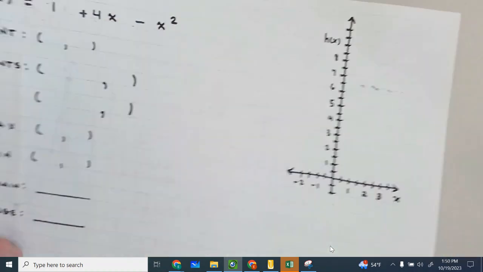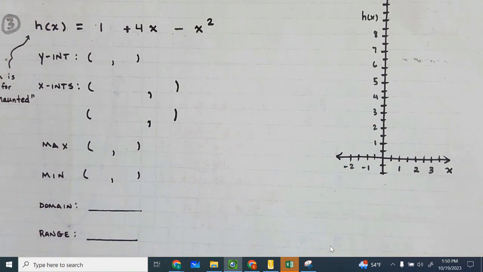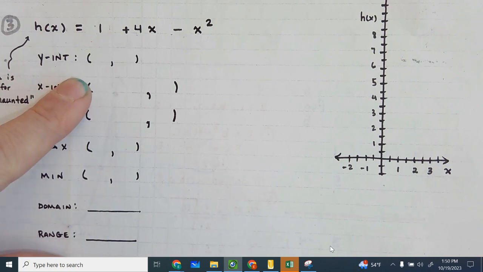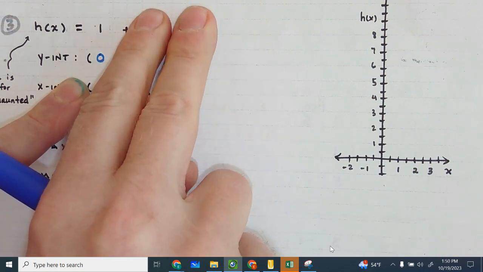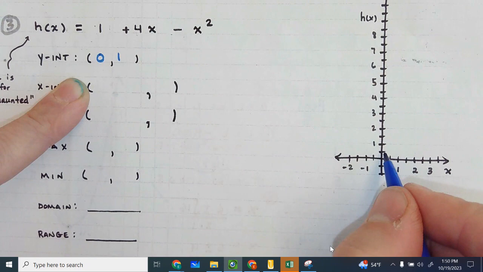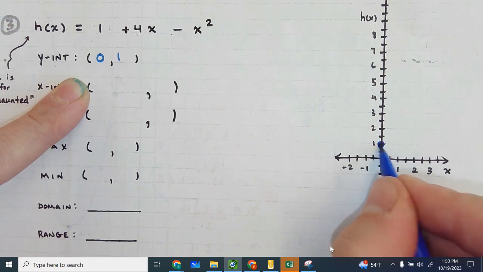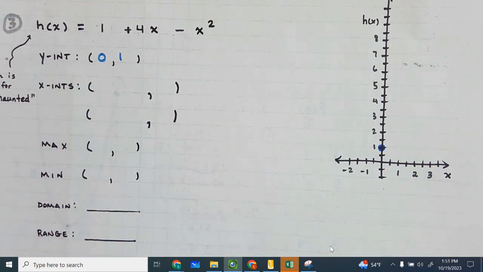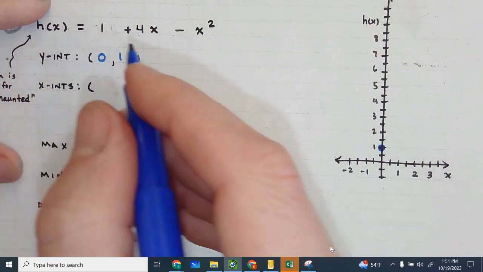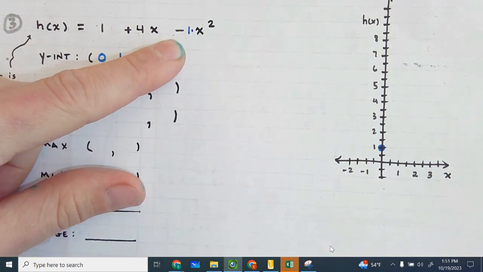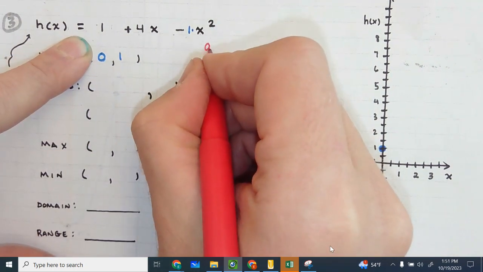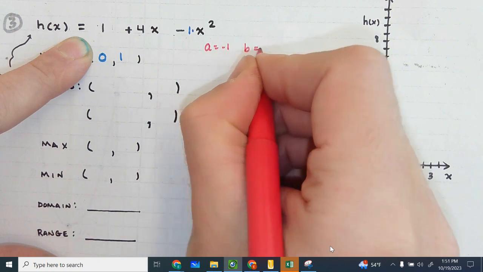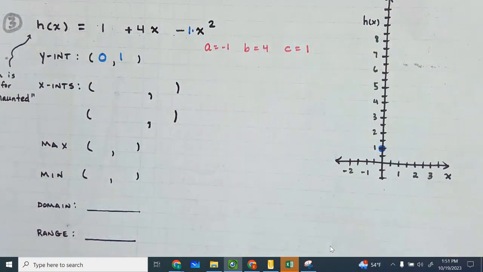Number 3. Okay, we start with the y-intercept of h of x. I'm going to throw a 0 in there and there. I get 1. So on over here, I know this thing is going to go through that point right there. Next thing, notice that this is written backwards, right? A is that value, B is here, and this is C. So A is -1, B is 4, C is 1.